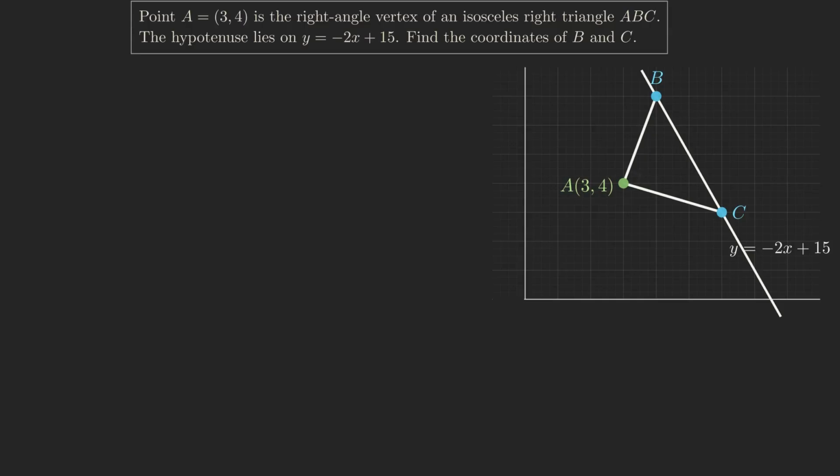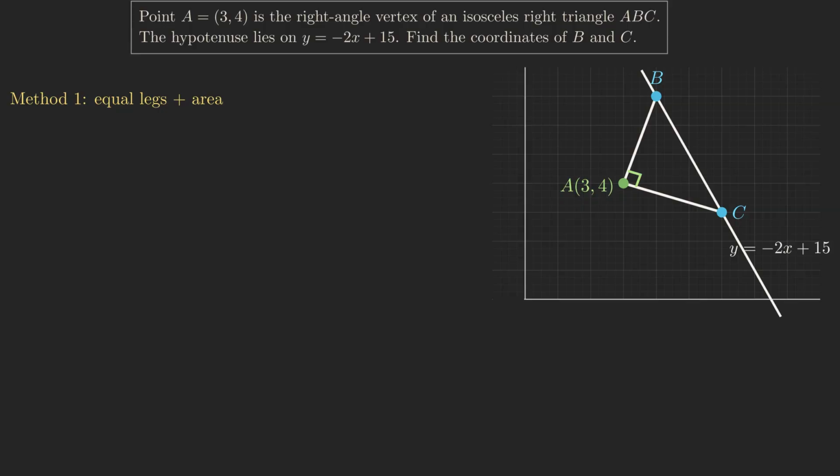So first, let us slow down and look at the geometry. Because the hypotenuse lies on that line, both B and C must lie on the same line. And because the triangle is isosceles and right, the two legs, AB and AC, must have equal length. So the two unknown points are constrained both by the line and by the symmetry of the triangle.